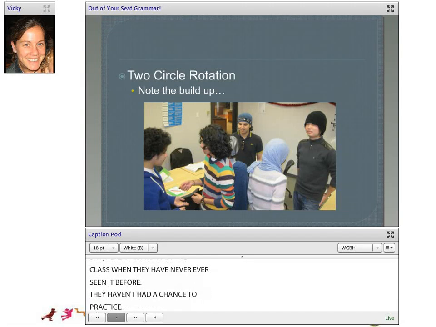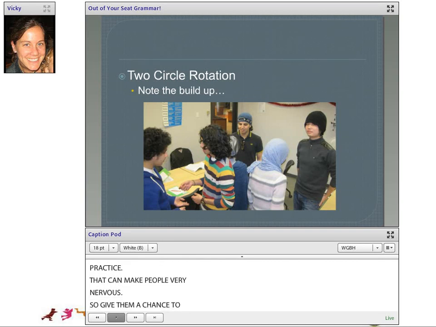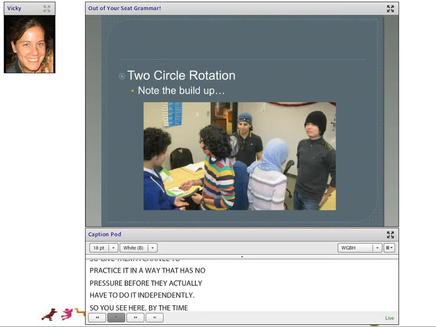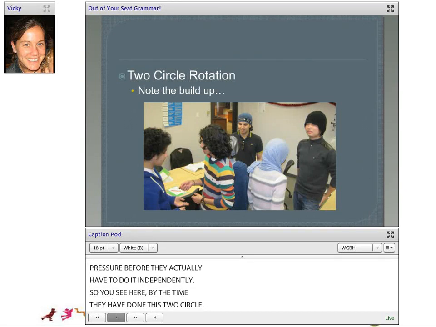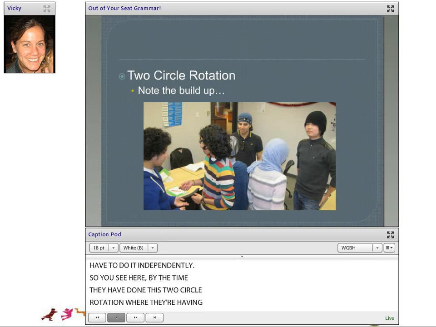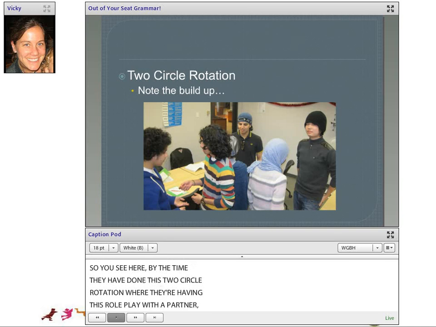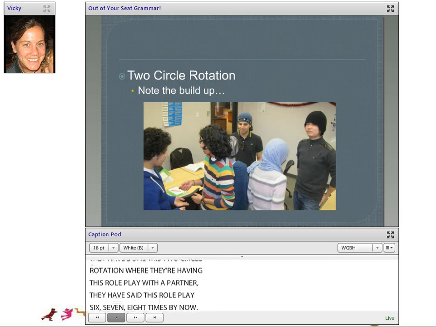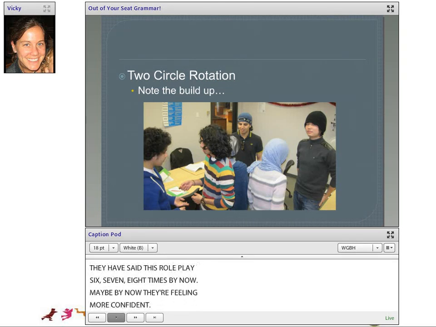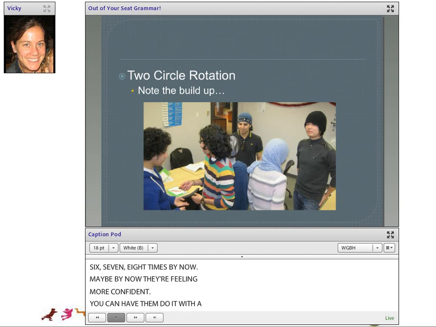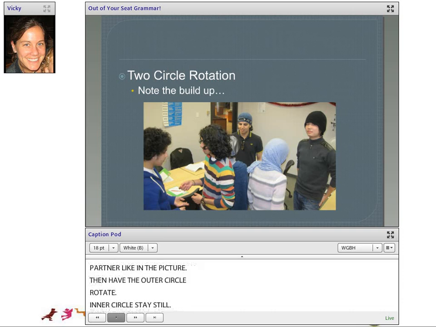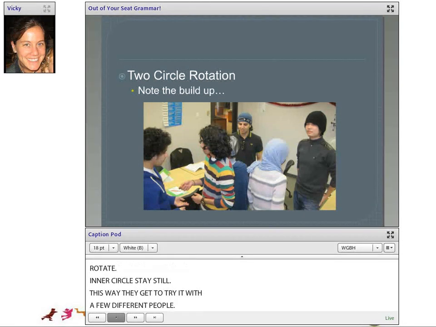So give them a chance to practice it in a way that has no pressure before they actually have to do it independently. So you see here, by the time that they've done this 2-circle rotation where they're having this role play with a partner, they've already said this role play 6, 7, 8 times by now. And so now they're hopefully feeling a little bit more confident about it. So you can have them do it with a partner just like you see here in the picture, then have the outer circle rotate, inner circle stays still, and this way they get to try it with a few different people.